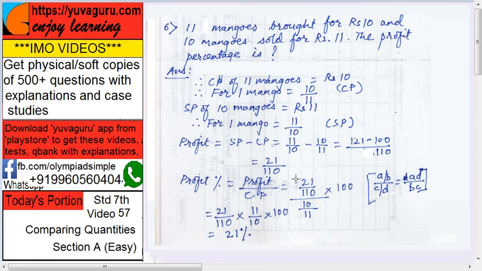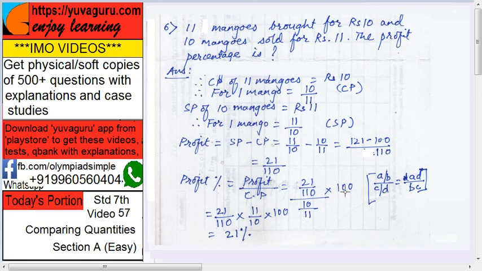Now what is this form? Here A upon B, the whole upon C upon D. The answer to this is always this: D comes up and it becomes AD, meaning A multiplied by D, and this BC come together, so B multiplied by C. So it will be 21 into 11 upon 110 into 10, right?